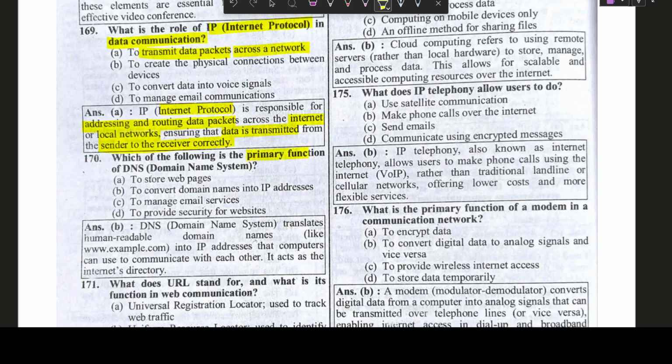Which of the following is the primary function of DNS, Domain Name System? So the primary function is to convert a domain name into an IP address. The DNS, the Domain Name System, translates human readable domain names like www.example.com into IP addresses that computers can use to communicate with each other. It acts like an internet directory.